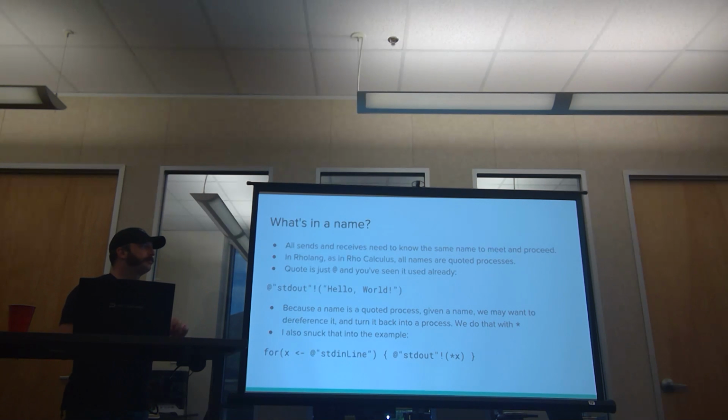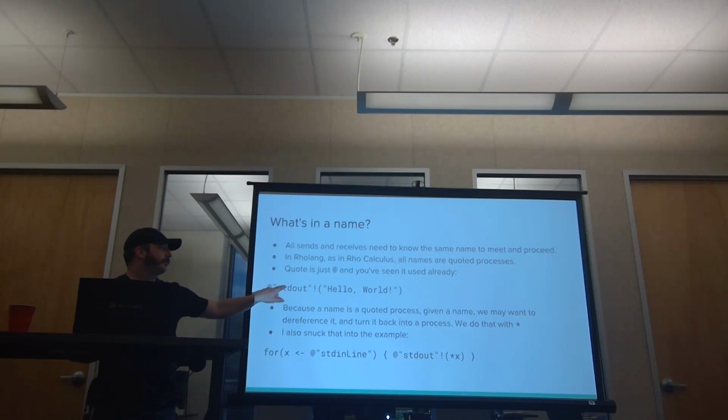So in RHOLANG, all names are quoted processes. And the way you write quote is you use the @ character. You've already seen this used on the previous slide. So standard out is a process, @ standard out is the name, so the quotes around it, the string is the process. So quoting it gives us the name, and we can produce a send on the process quoted string standard out.